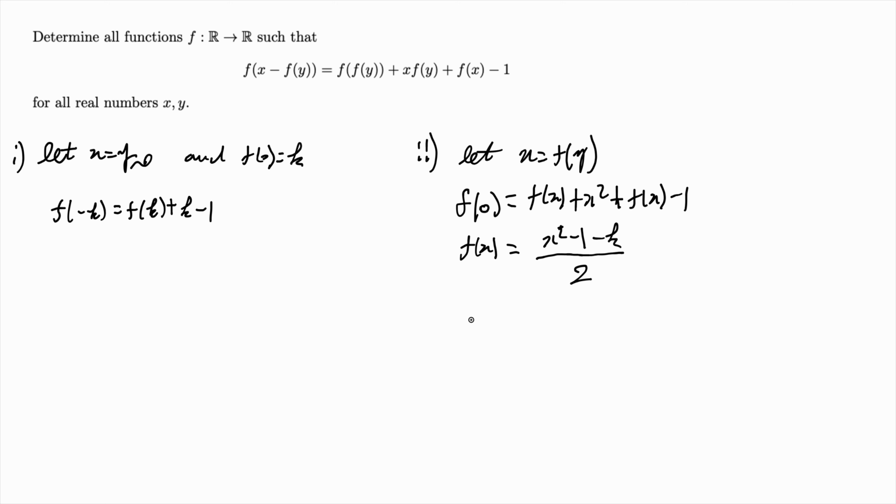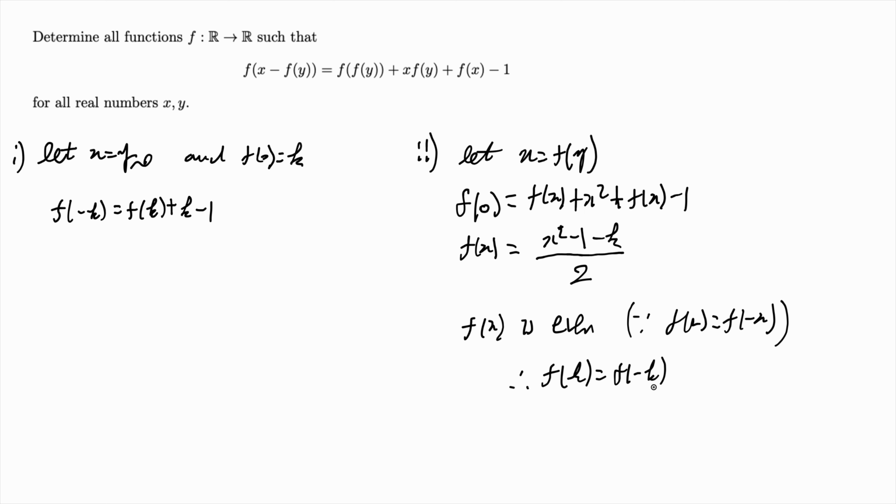Now notice that f of x is even, because f of x equals f of negative x, since we have x squared here, meaning f of k equals f of negative k. So you have f of k equals f of k plus k minus 1. Therefore, k equals 1.